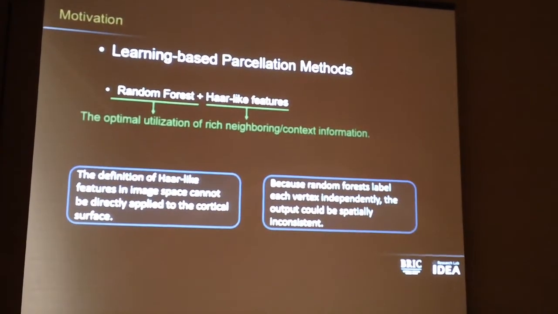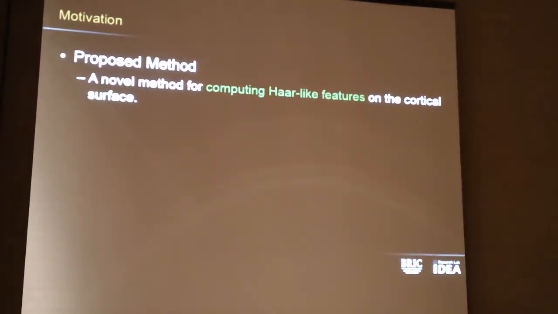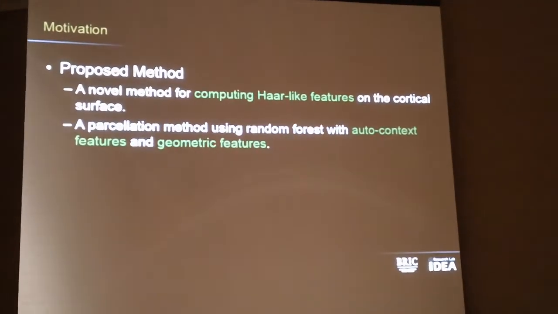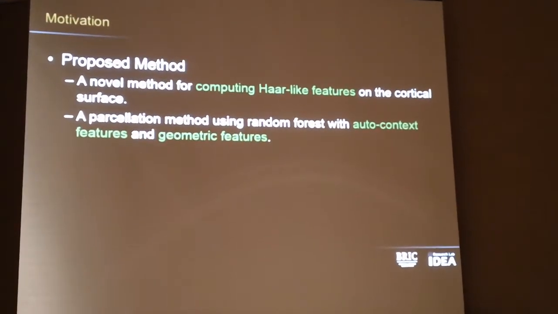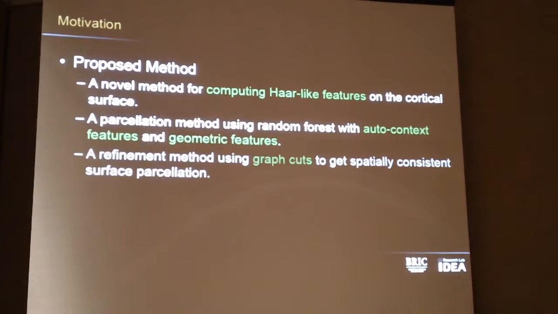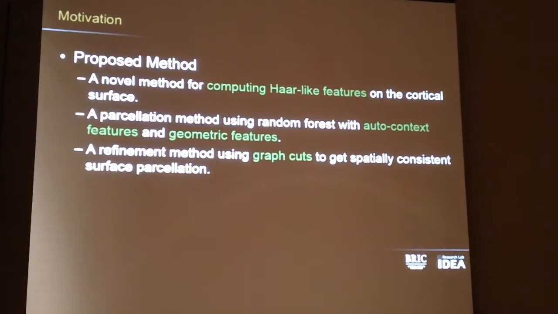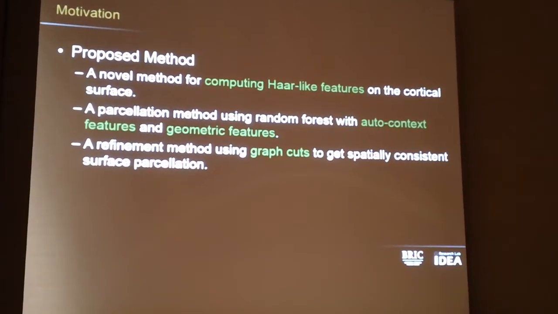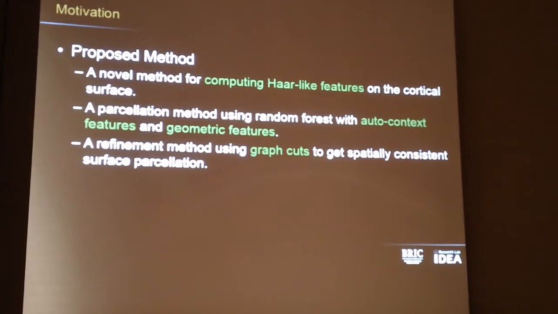To solve these problems, in this paper we propose a method to compute Haar-like features on the cortical surface, and also a method using random forest with auto-context features and geometric features to do the parcellation. Finally, we propose a refinement method using graph cut to get a spatially smooth, spatially consistent surface parcellation.